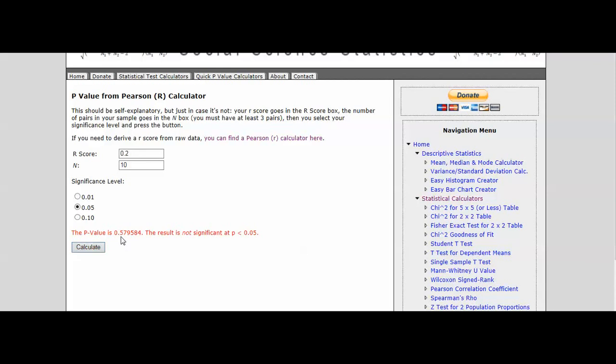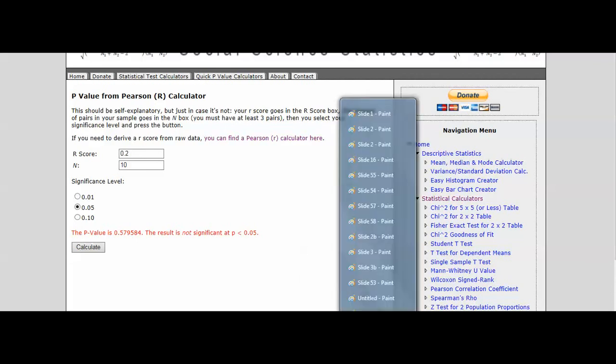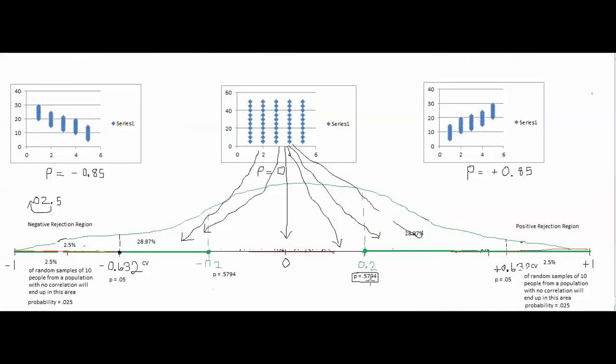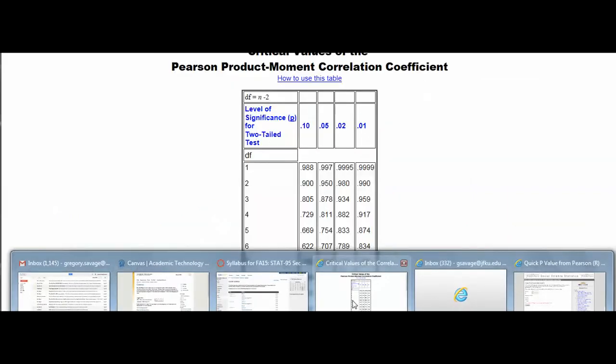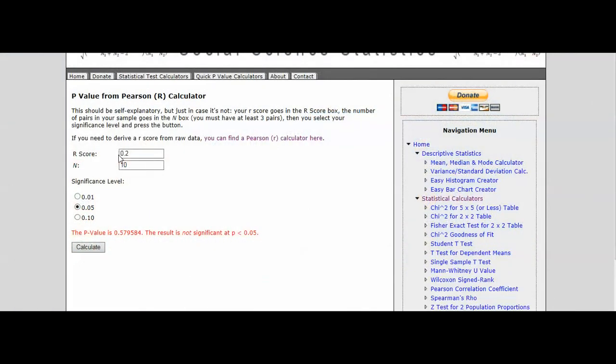And it tells me that the p-value is 0.5795, which is, I think, what we ended up with. I think that's what I wrote down on here. About 0.5795. What if we want the p-value of negative 0.2? It should come out the same. Right, it's the same number.